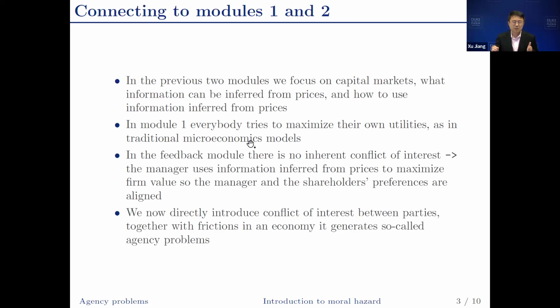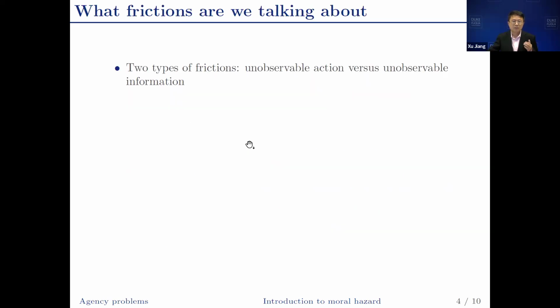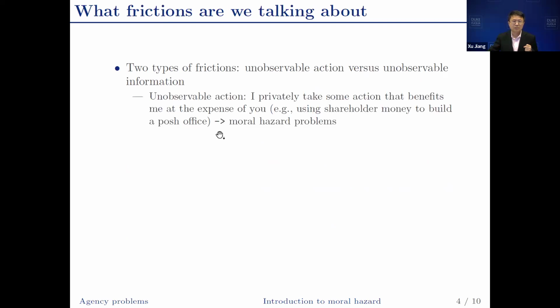In this module, we're going to introduce conflict of interest between different parties. So, for example, managers' and shareholders' preferences are not going to be aligned. This conflict of interest, together with frictions in the economy, is going to generate the so-called agency problems. There are 2 types of frictions that we're going to focus on. The first is unobservable action. The second is unobservable information.